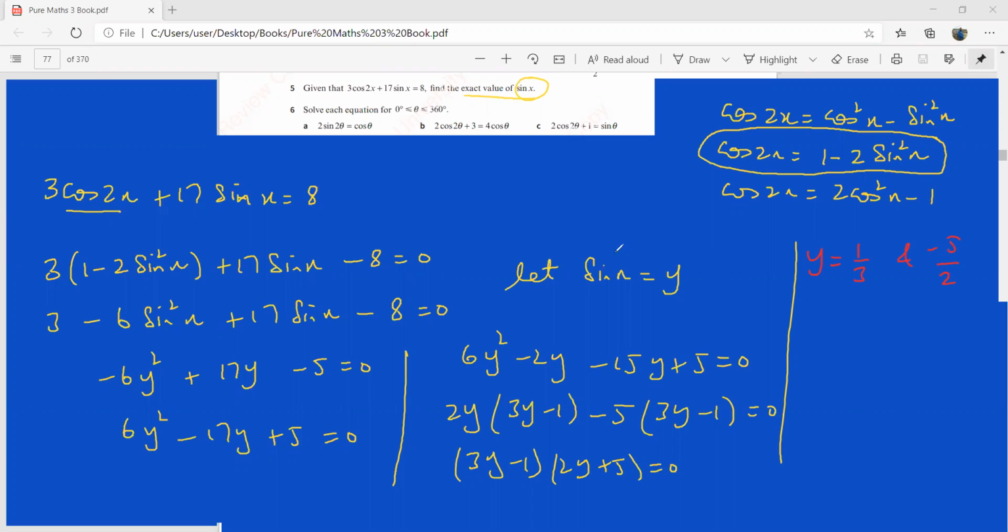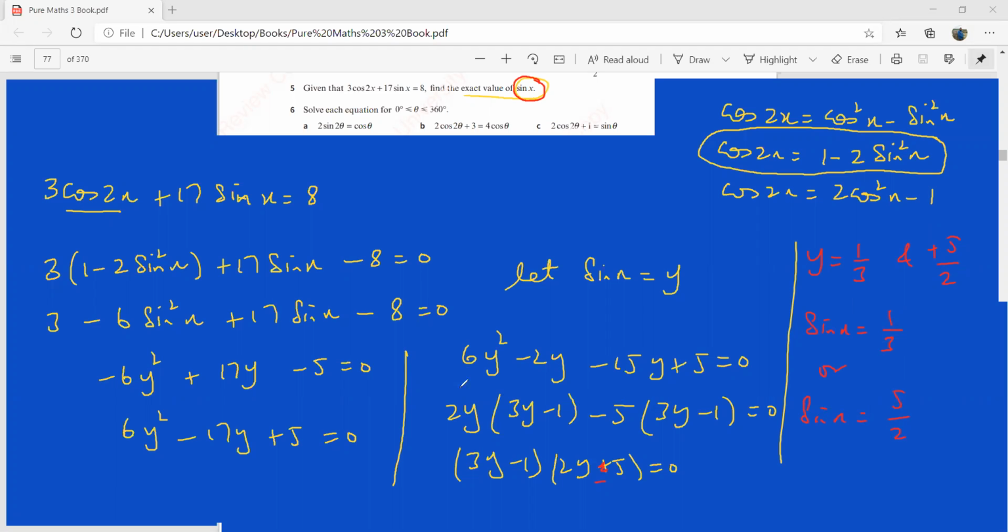These are the exact values he was asking. It's not 2y minus 5, you have written plus 5. Thank you. Okay, so these are the two values of your sine x. So sine x is either 1 over 3 or your sine x is minus 5 over 2.